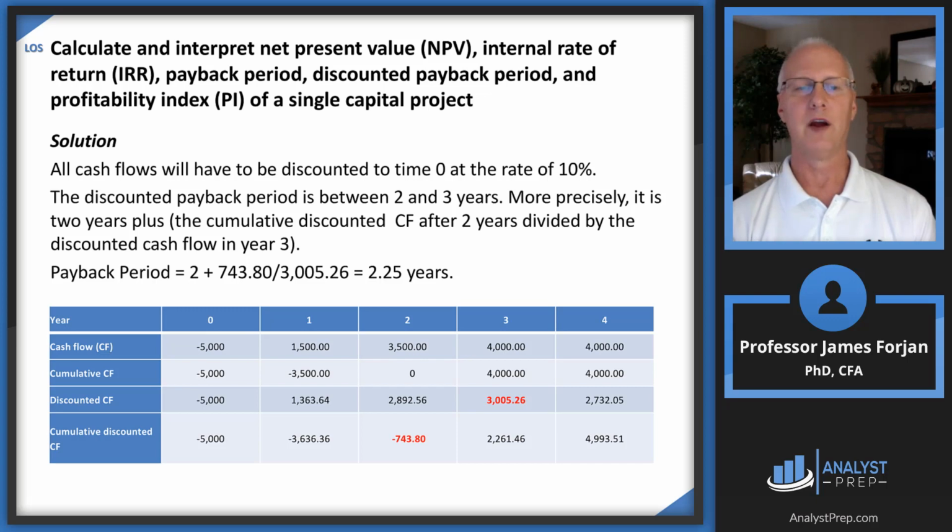And so notice there that under the cumulative cash flows, we're at 0 after 2 years, but we're still at a minus 743 at the end of year 2. And then we get 4,000 in year 3. So we know the discounted payback occurs somewhere between year 2 and year 3. It's going to be a fraction of that year. And so all we do is take a ratio. We take the 743 and we divide it by the discounted cash flow amount of that. What is that? About $3,000. So we get 2.25 years.